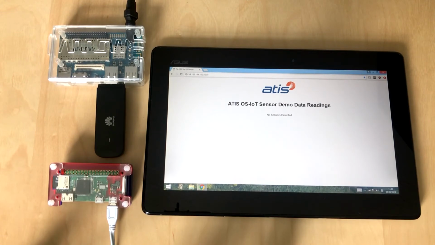I'm a principal technologist at ATIS, and what I'm going to demonstrate today is a data collection and display application using public cloud 1M2M infrastructure with the application components developed on top of the ATIS OS-IoT library. So we have two components that communicate with each other.